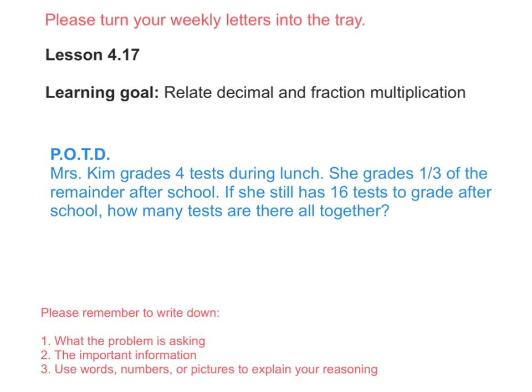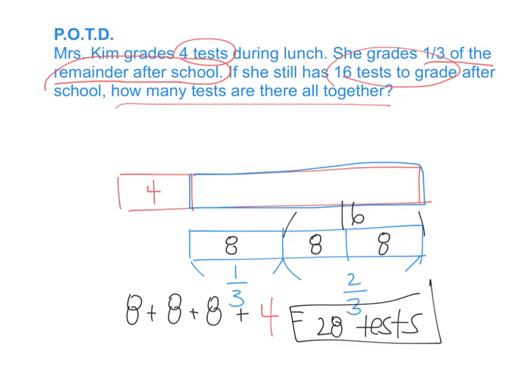Okay, today's Monday, March 6, 2017, the first day of the third trimester. And we're going to start our third trimester by learning about lesson 4.17, module 4, lesson 17. Your learning goal today is to be able to relate decimal multiplication and fraction multiplication. So you have to be able to go back and forth between fractions and decimals.